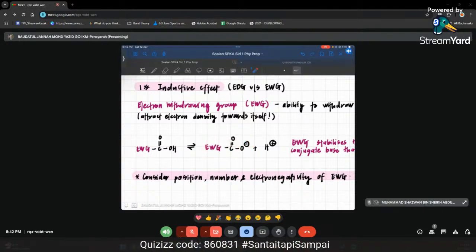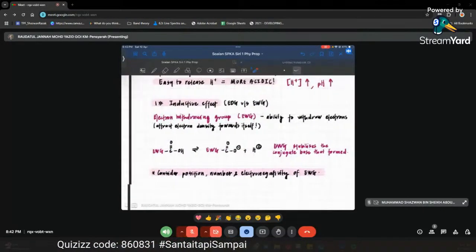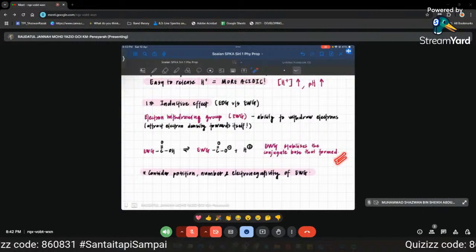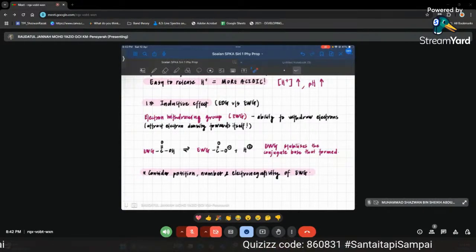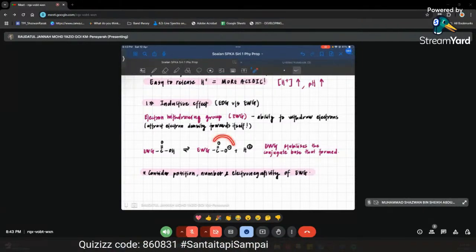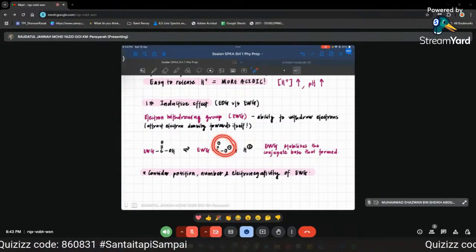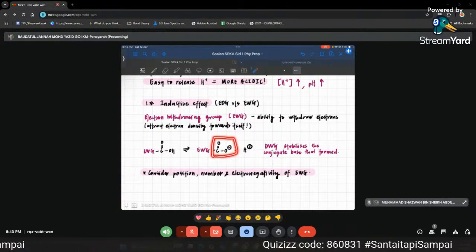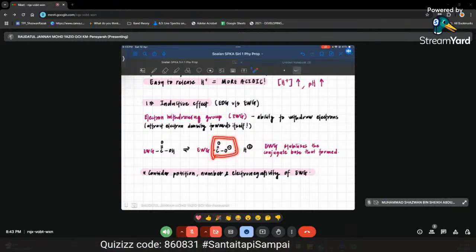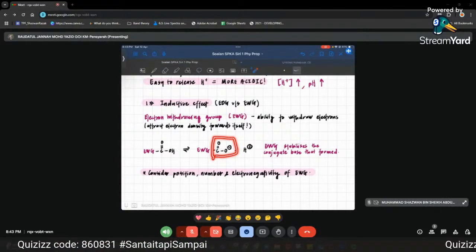Okay, so that's why when you go through your notes, you can see this statement here. Electron withdrawing group stabilizes the conjugate base that is formed, because it reduces the electron density around the reactive site of your compound. So if we can reduce the electron density here, you can form a very stable conjugate base. Stable conjugate base means you have a long-lived conjugate base, and it is not very reactive.